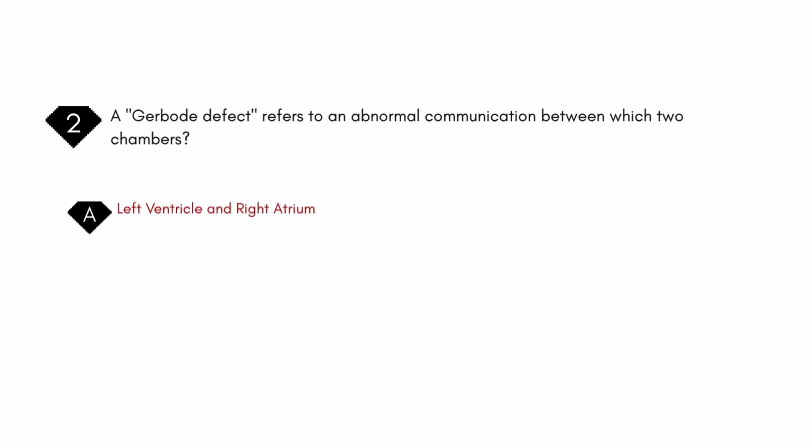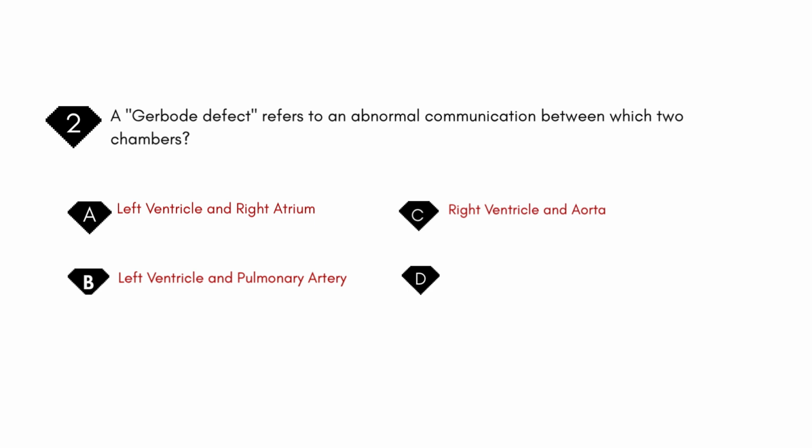A Gerbode defect refers to an abnormal communication between which two chambers? A. Left ventricle and right atrium. B. Left ventricle and pulmonary artery. C. Right ventricle and aorta. D. Left atrium and right atrium. Answer: A. Left ventricle and right atrium.